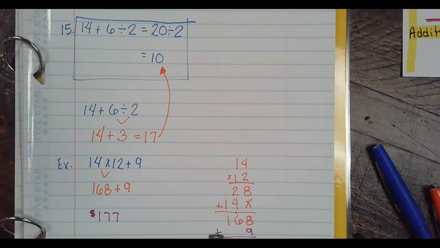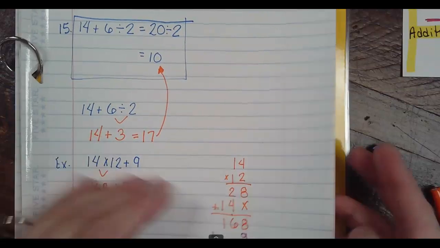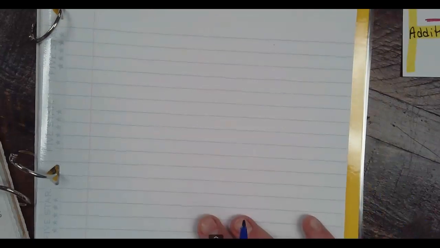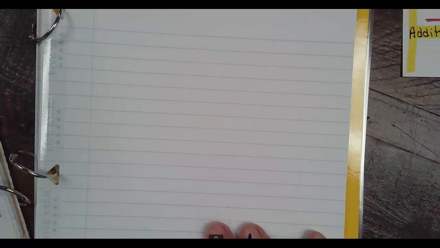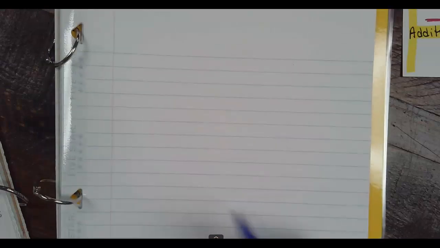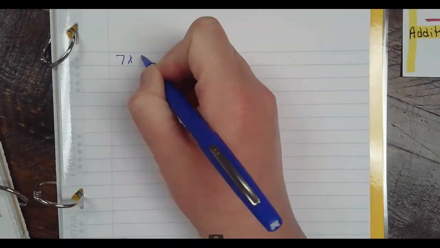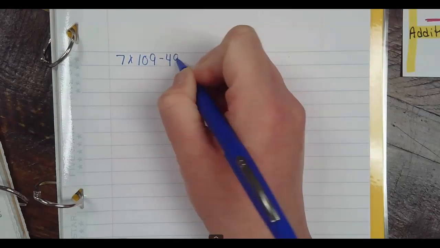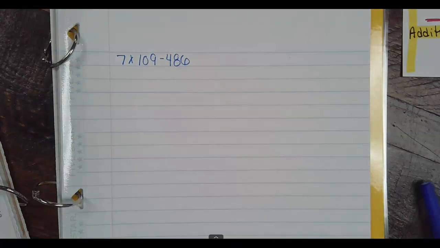All right, we get to do some show and grow today. Woohoo! Number 17 looks like this. A parking garage has 7 floors. With 109 spaces on each floor, there are 486 spaces being used. We're going to use the expression 7 times 109 minus 486 to find out how much is not being used. What do I need to do first?